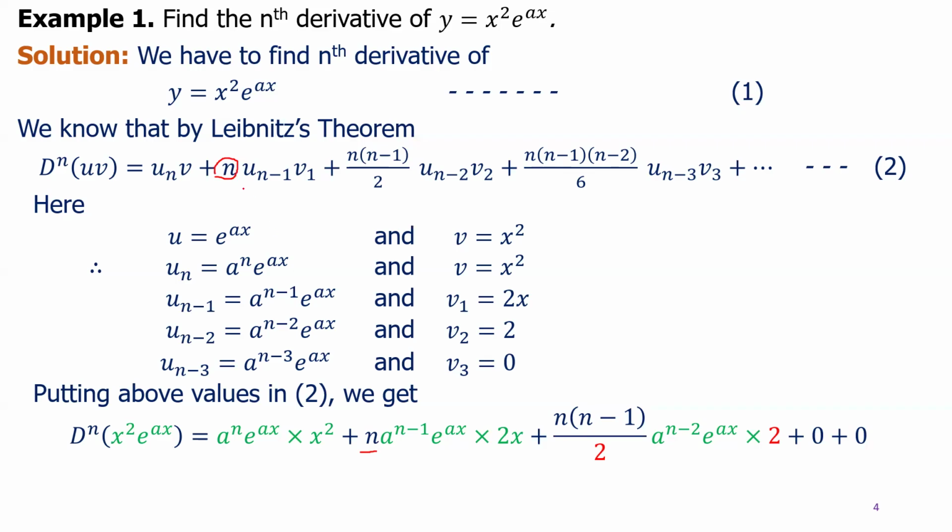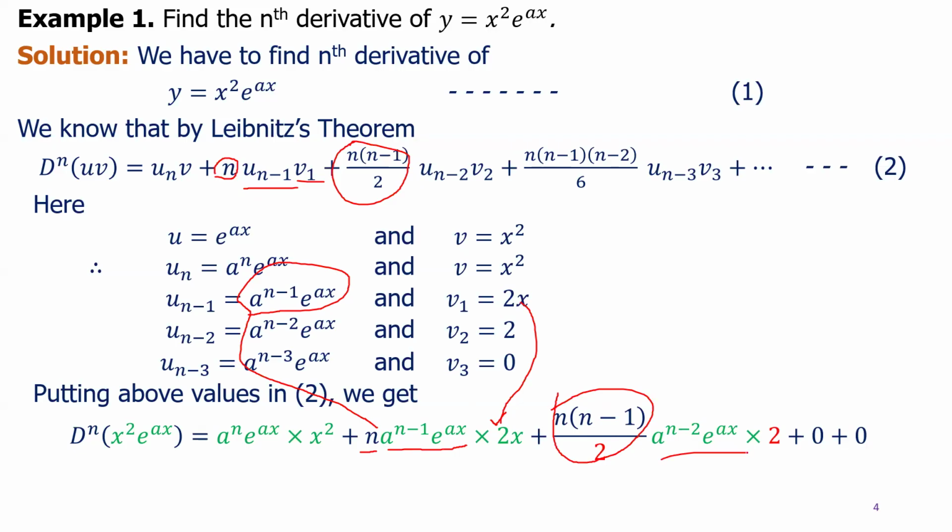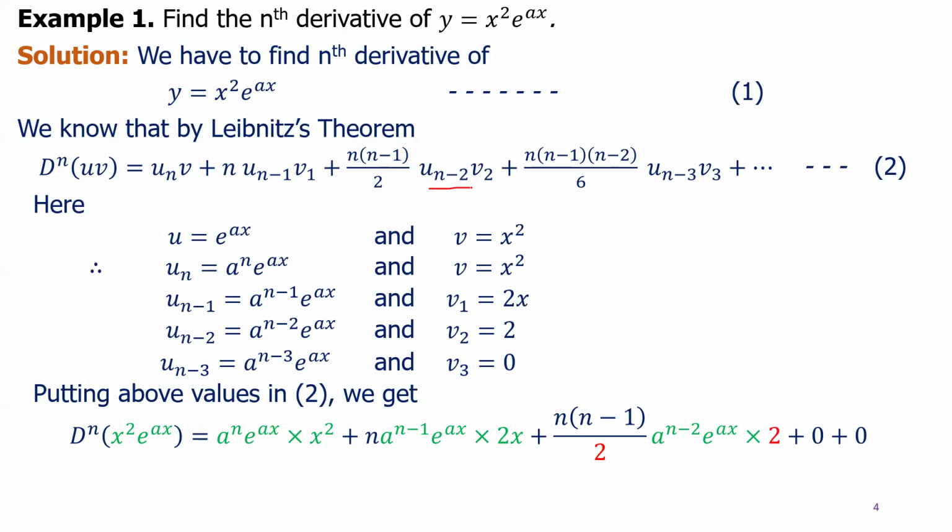Then second part, we first have to write down the value of n. It is n. Now what is u_{n-1}? u_{n-1} is nothing but a to the power n minus 1 e to the power ax, and this v1 is nothing but 2x. Similarly, the next coefficient is n into n minus 1 upon 2, we are not putting any value over here. And then next thing is u_{n-2}, which is nothing but a to the power n minus 2 e to the power ax, into v2. This v2 is nothing but 2.